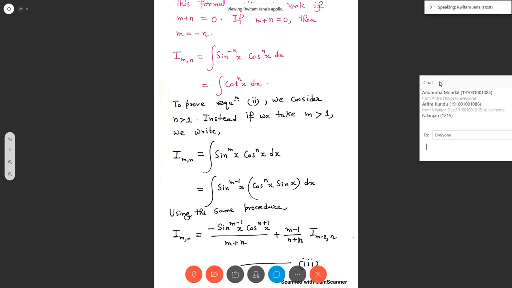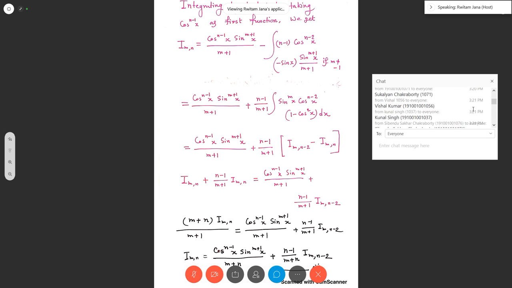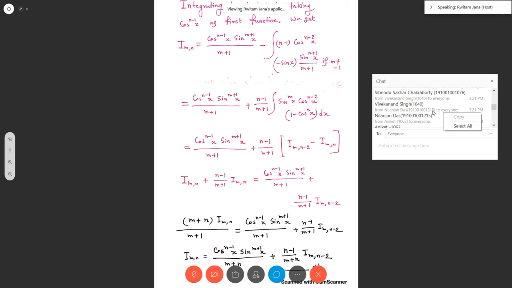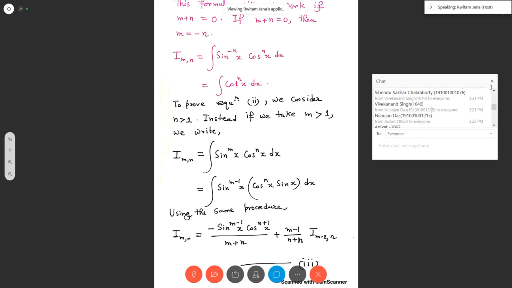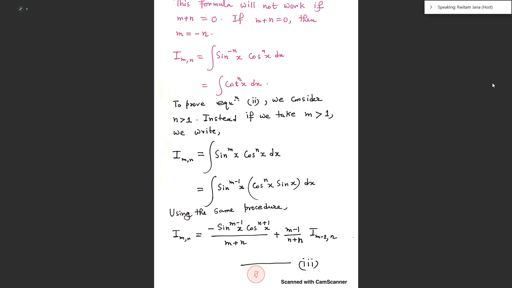Yes, it is clear. Now we got equation number 2 as one of the reduction formulas for the integration of sine to the power mx cos to the power nx, and I have taken here that n is greater than 1. Now instead of n greater than 1, if I take m strictly greater than 1, then we have to write I suffix m comma n equals the integration of sine to the power m minus 1 x, in brackets, cos to the power nx sin x dx. I can write it.